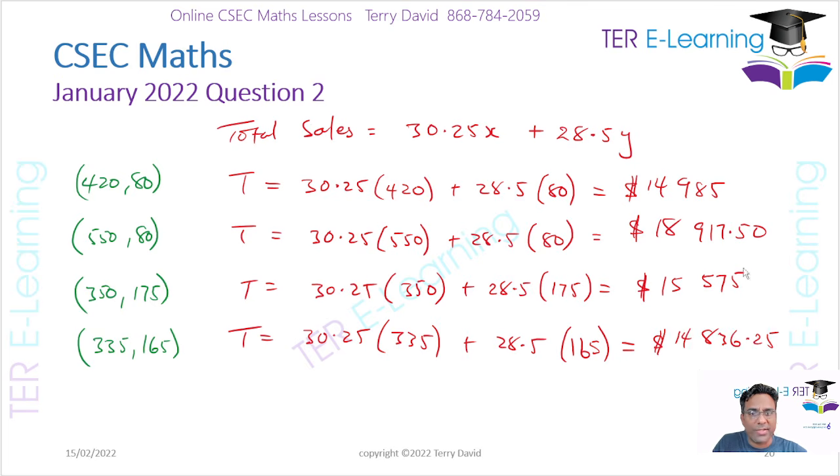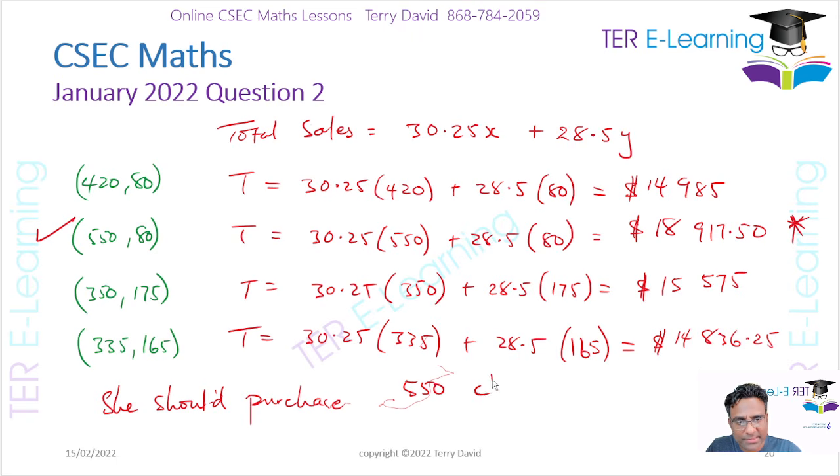So therefore, the one that gives me the maximum or the largest sales will be this one here. That's our maximum sale here. This point corresponds to the maximum sales. So she should purchase 550 chicks, and she should purchase 80 ducklings. All right. So that brings us to the end of this paper 3.